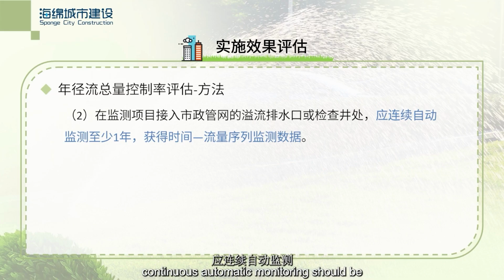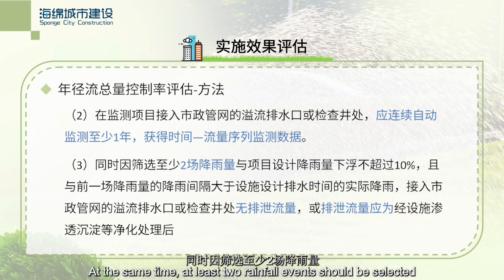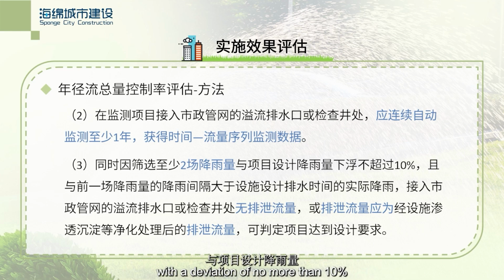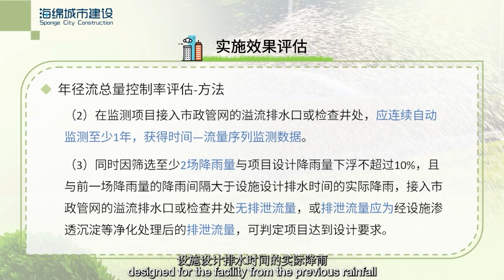Continuous automatic monitoring should be conducted for at least 1 year to obtain time flow sequence monitoring data. At the same time, at least 2 rainfall events should be selected with a deviation of no more than 10% from the project's design rainfall and with a rainfall interval greater than the actual drainage time designed for the facility from the previous rainfall.